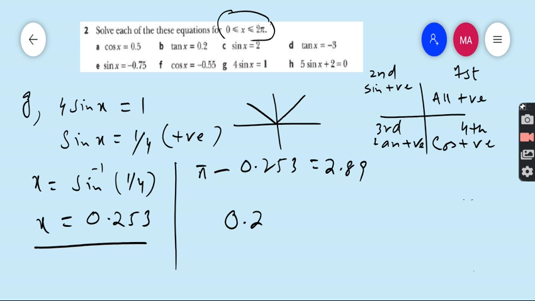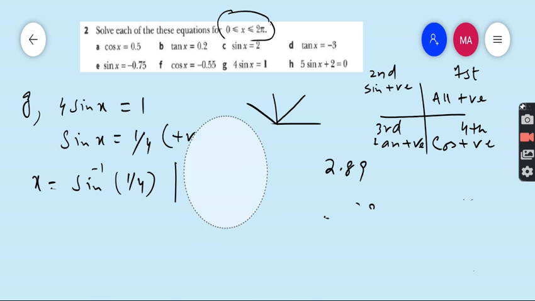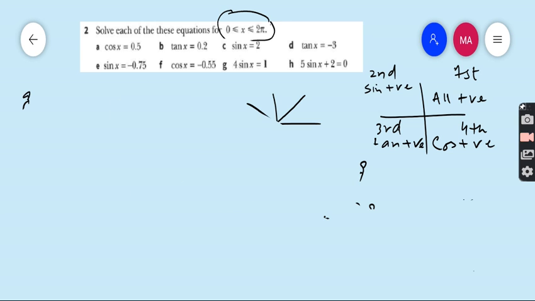So two answers, 0.253 and 2.89. These are your answers. So hope you completely understand this part. Very easy way of solving trigonometric equations. If you practice this method, this method will never disappoint you.